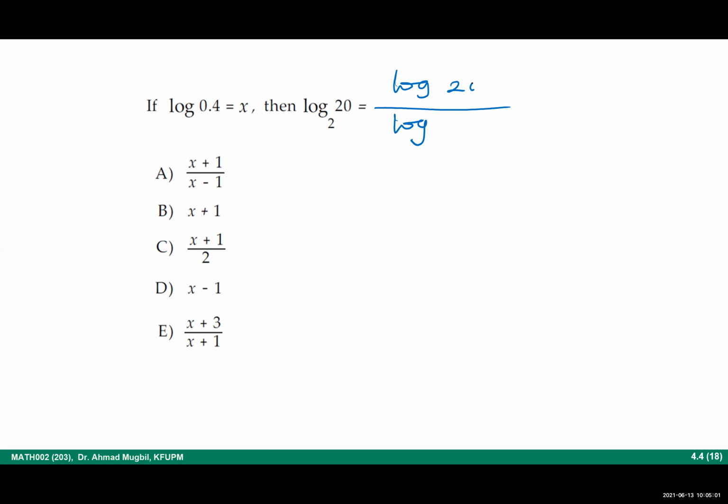We need to change the base from 2 to what, ya shabab? To 10, to be the same as this. So now we applied the change of base formula. What we can do next, ya shabab?